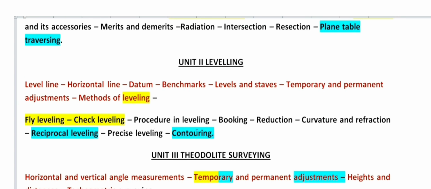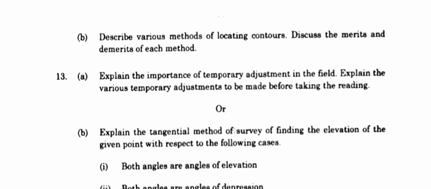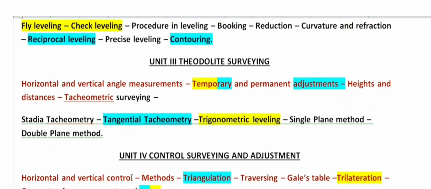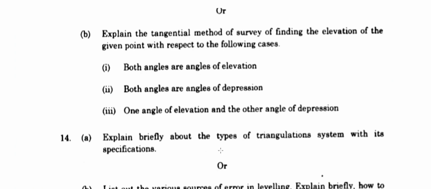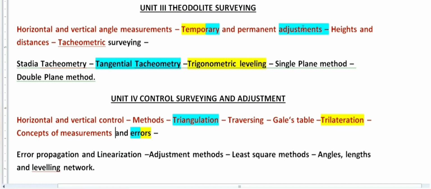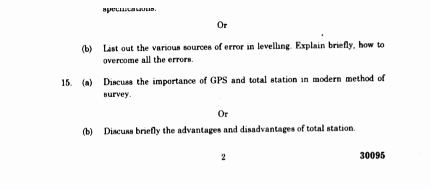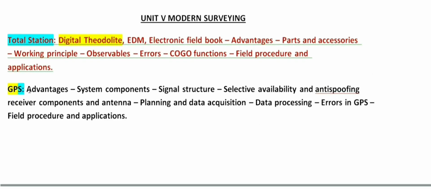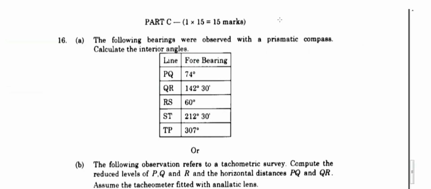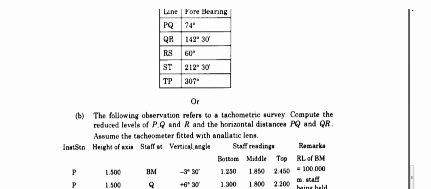of the second unit. In the third unit we have temporary adjustment and tangential method of survey. So in the 13th question, A is from the first part of the third unit and B is from the second part of the third unit. In the 14th question, we have triangulation and errors in leveling, and these questions belong to the first part of the 4th unit. In the 15th question, we have GPS and total station: first part, lower question; second part, lower question. And in part C, the first question is from unit 1 and the second question is from unit 3.